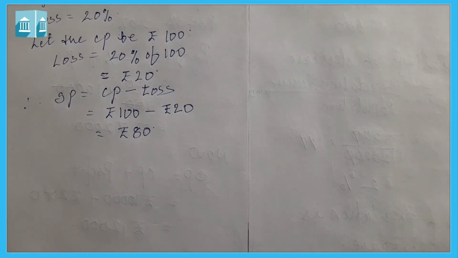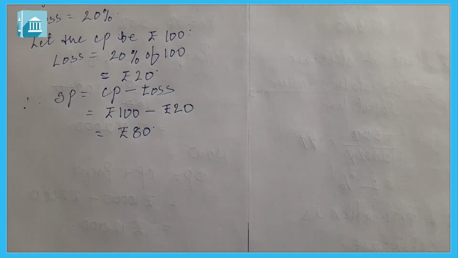Again I am saying, when CP is not given, we have to assume the CP and then go ahead, as I had assumed here, that let the CP be 100. If CP is 100, then we get a loss of 20 rupees. If the loss is 20 rupees, then we get SP equal to rupees 80. Now we have got SP equal to rupees 80, okay. This SP of rupees 80 is on rupees 100.